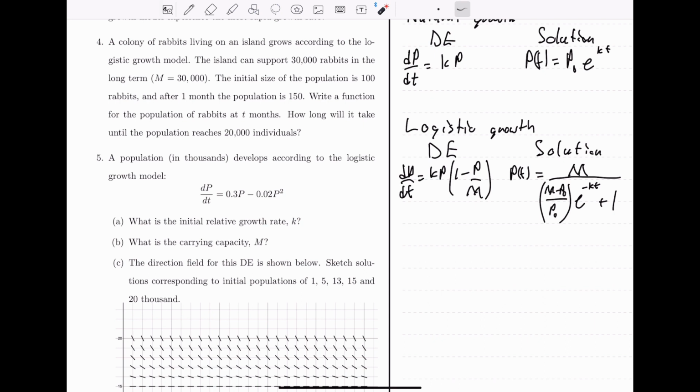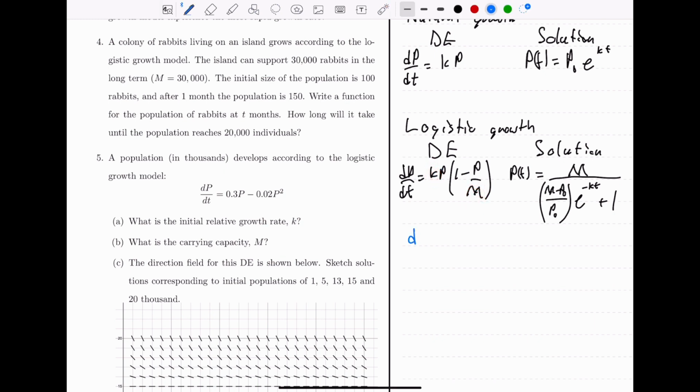So first of all, let's try to figure out what is K and what is M. When you look at this differential equation, it doesn't really look like it's in the form for the logistic growth model. We can rewrite this though, so that it will match the form that we're used to. So we're going to rewrite this, and that will give us the value for K and for M. Then we'll proceed with the rest of the problem.